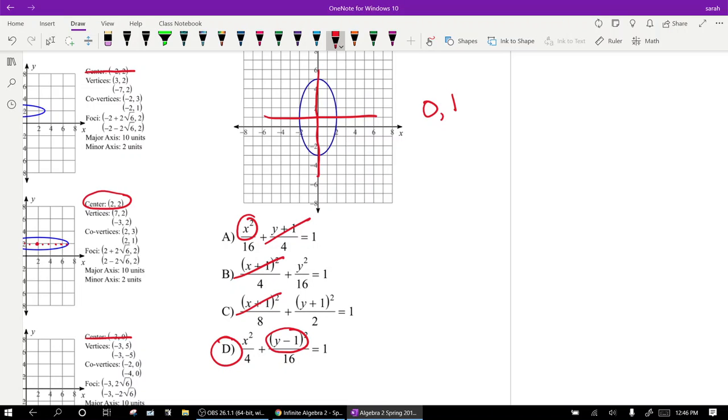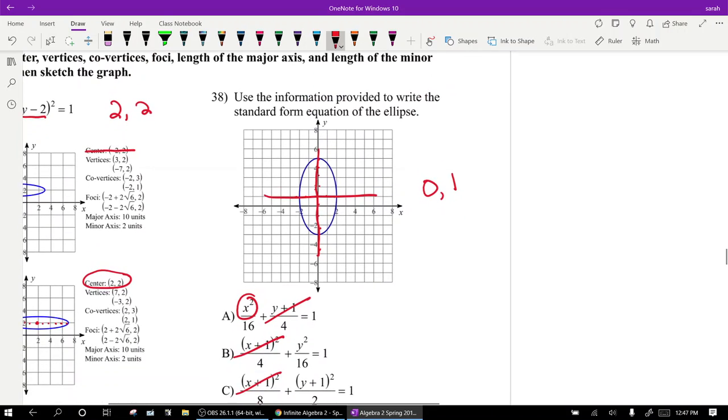Let's just go ahead and check and make sure. In the X direction, are we going 2, 1, 2, 1, 2? Yes. In the Y direction, are we going 4? 1, 2, 3, 4. Yep, 1, 2, 3, 4. So it has to be D for number 38.